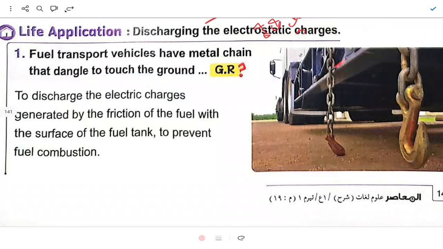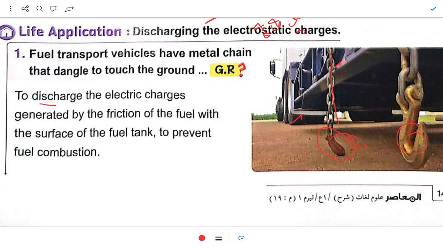Now let's look at these two life applications. The first one, can you give me the reason? Oil transport vehicles like this have a metal chain that dangles to touch the ground. Can you give me the reason why these vehicles have this chain touching the ground? I will tell you.